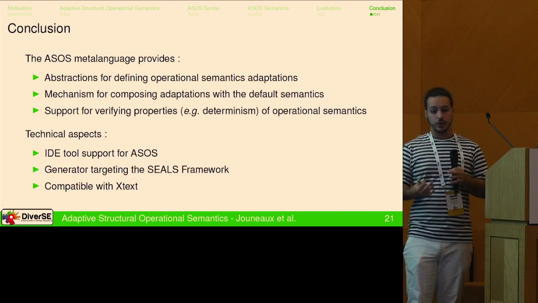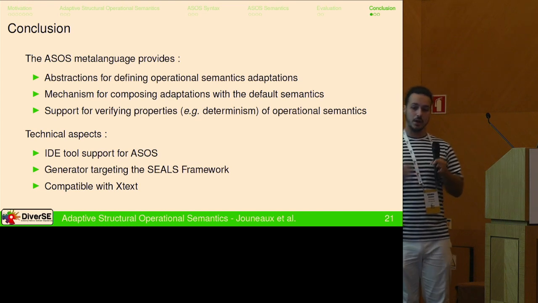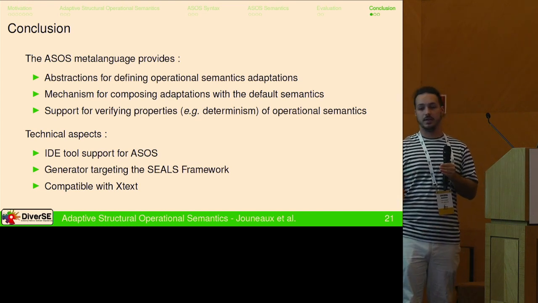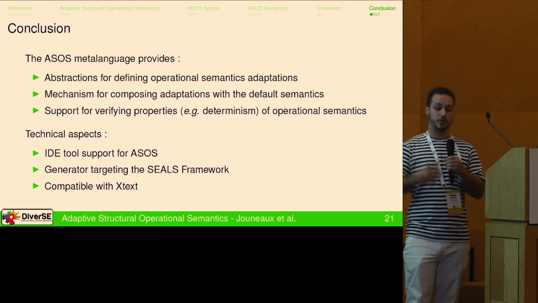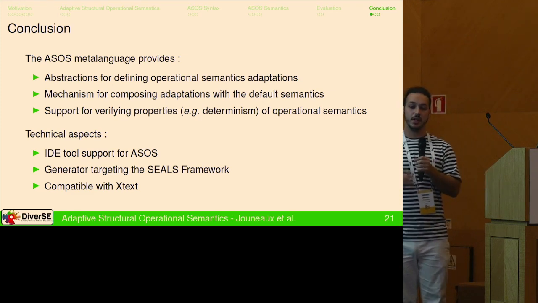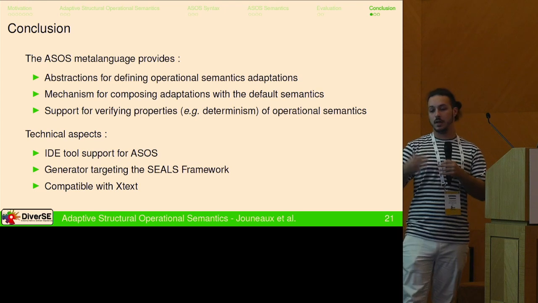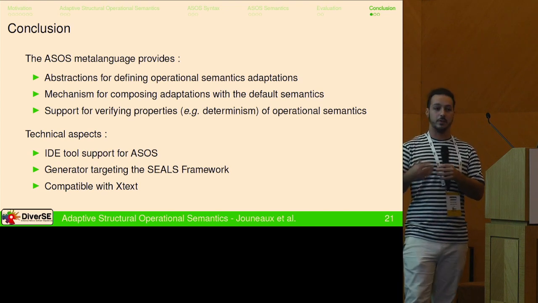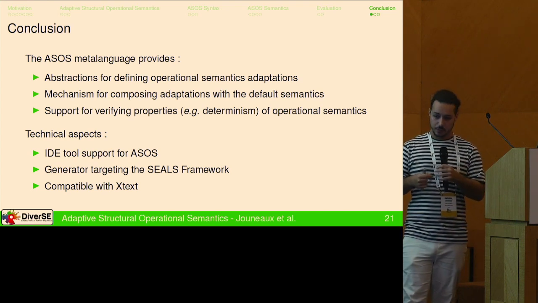So as a conclusion, the ASOS metalanguage provides abstraction for defining operational semantics and their adaptations. We also provide a mechanism for composing adaptation with the default semantics at runtime, so basically calling them. And we also provide support for verifying properties on those semantics.